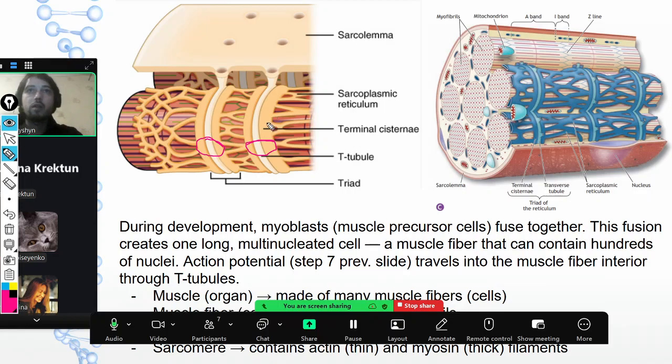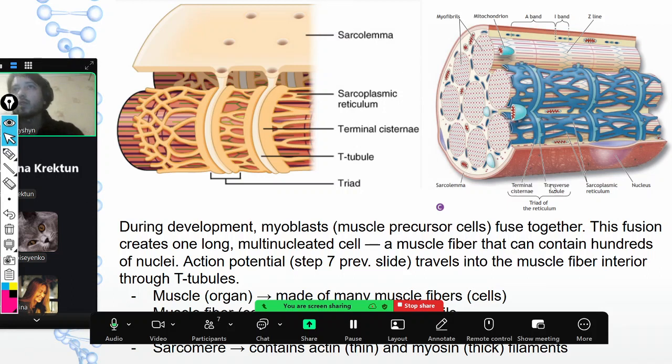I will show you how they are connected to the T-tubule. So here is the T-tubule. So I promised you to show the T-tubule. So here you see that. And they are connected. There are two types of receptors. I have a nice image in a few slides, so I will show you that.